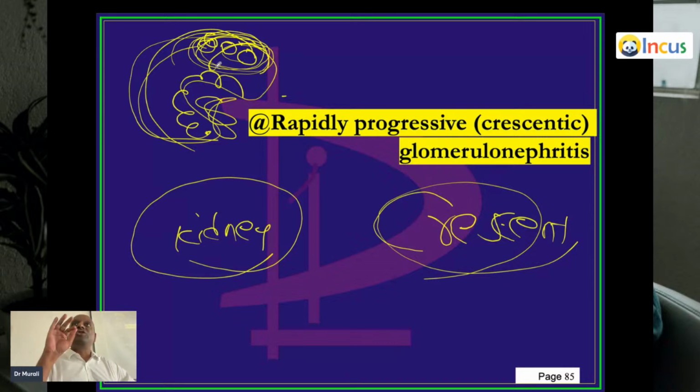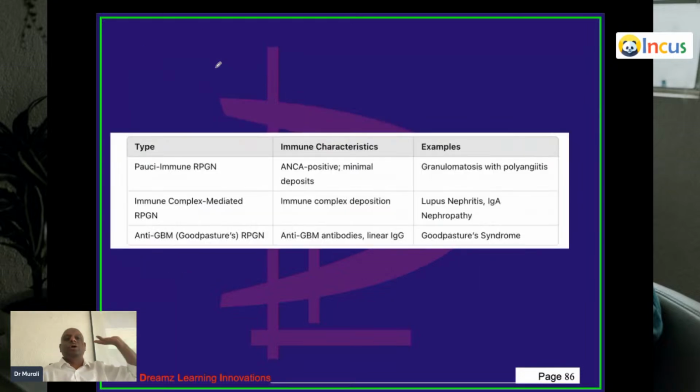Okay, crescent is parietal epithelial cell proliferation. That is pathology. What nephrologists call it is rapidly progressive glomerulonephritis. Then rapidly progressive glomerulonephritis is divided into three types: pauci-immune, immune complex, and anti-GBM type. How many types? Immune complex, anti-GBM.